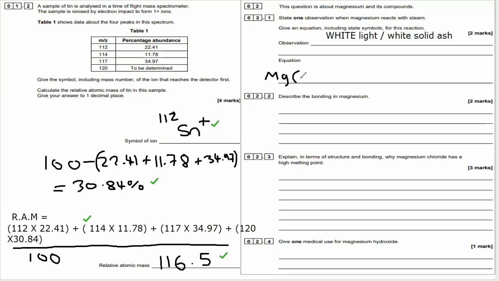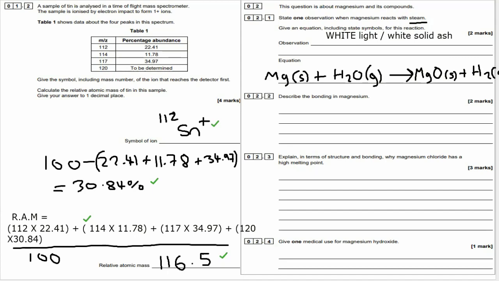Now, when we write the equation, magnesium is obviously a metal and it's solid at room temperature, so the state symbol is (s). Now, for water, you'd think it's liquid, so it would be (l), but this is steam. So let's remember that it's in the gaseous state. And it's going to form magnesium oxide. And like all the group 1, 2, and 3 compounds, it's going to be like a white solid. And it gives off hydrogen gas.